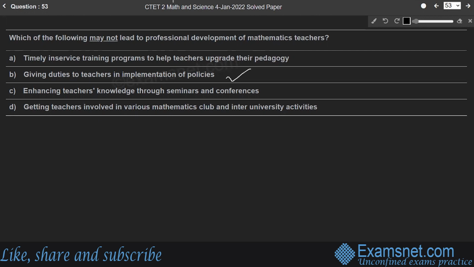Here, professional development refers to in-service training to upgrade the knowledge base and skills of the trainees. In the context of teachers' professional development, it facilitates in-service training, wherein the teachers get an opportunity to upgrade their content knowledge and pedagogical skills. Hence, giving duties to teachers in implementation of policies may not lead to professional development.